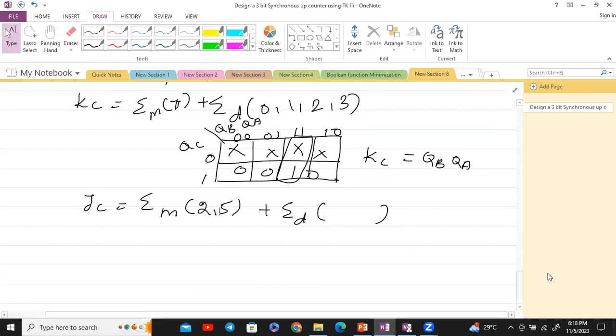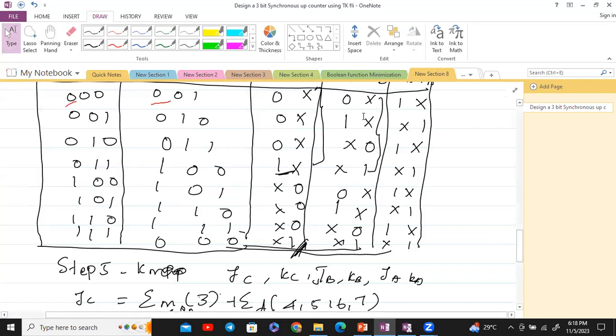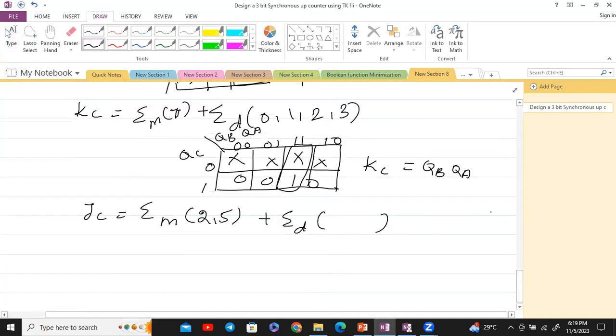And for don't care, what are the terms you have? For don't care you have 0, 1, 2, 3, then 6, 7. So you are getting the don't care terms to be 4 terms: 2, 3, 6, 7.